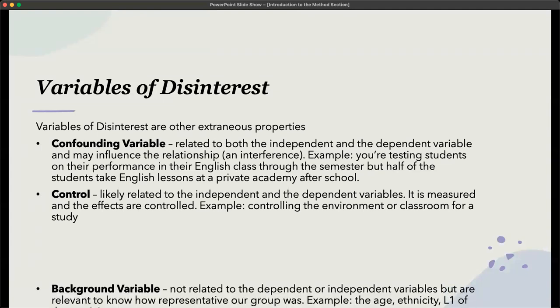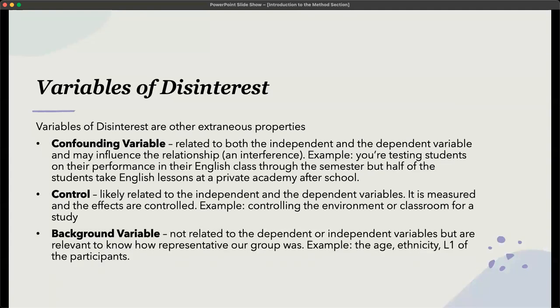So, and then we have our background variables. These are not related to the dependent and independent variables, but they are relevant to the study to know how representative our group was. So often we collect the background variables in a pre-questionnaire, and this will tell us the age or ethnicity or location or the language skills of the participants.